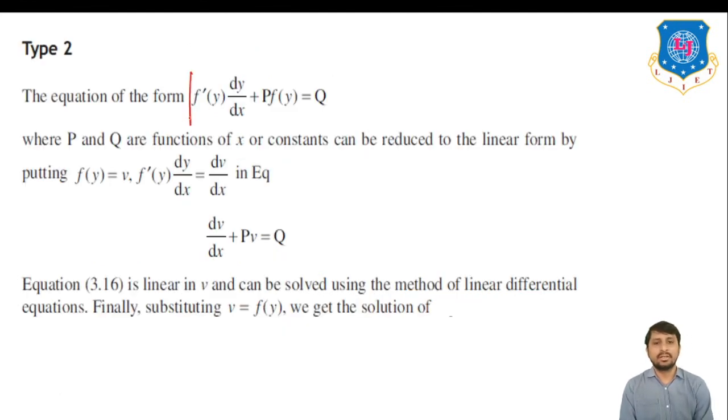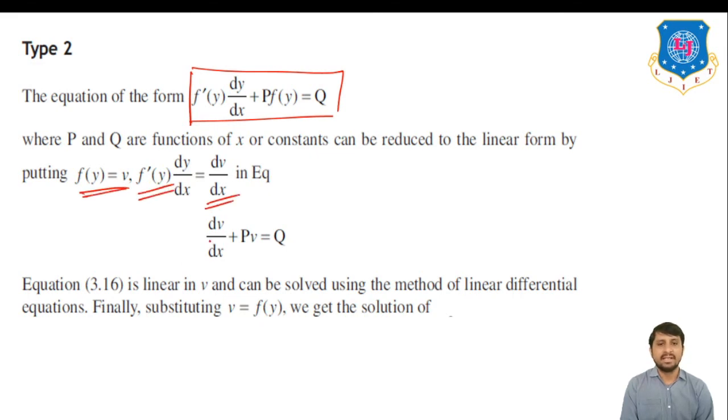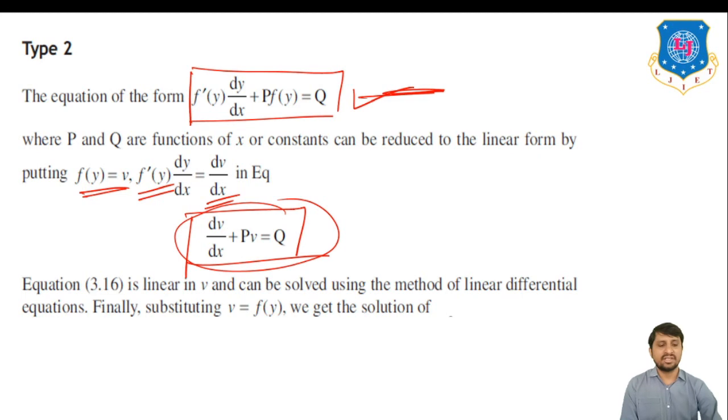For type 2, we have this type of differential equation: f'(y) dy/dx + p f(y) = q. First of all we assume that f(y) is equal to v, so f'(y) dy/dx you will get dv/dx. And directly you can convert this type 2 Bernoulli differential equation into a linear differential equation, that is dv/dx + pv = q. So this equation we can easily convert into a linear differential equation.